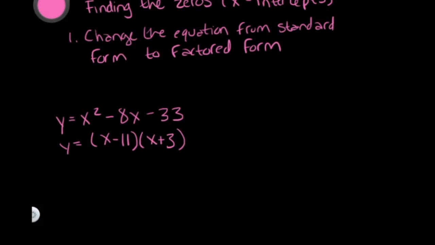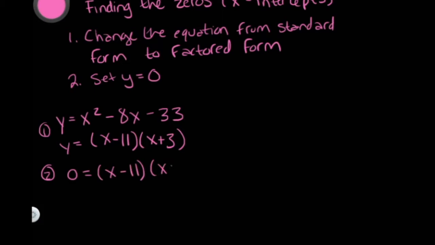So the first thing to do was to change it from standard form to factored form. Our second step is going to be to set our y equal to 0. So step 2, set y equal to 0. So this was step 1 here, and step 2 is going to be 0 equals x minus 11, x plus 3. The third step is going to be to solve for x.